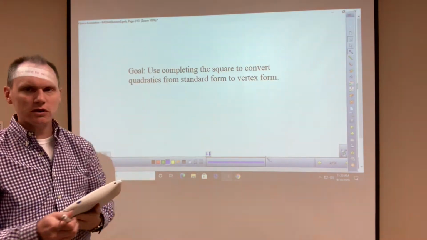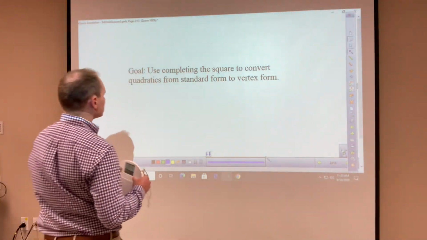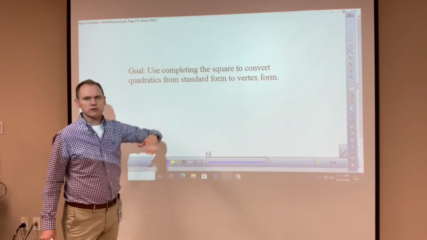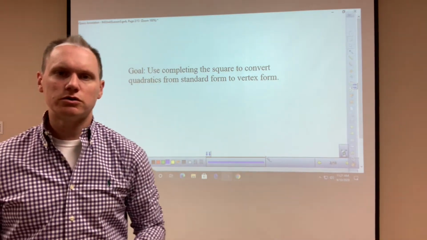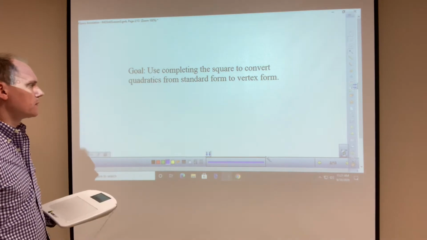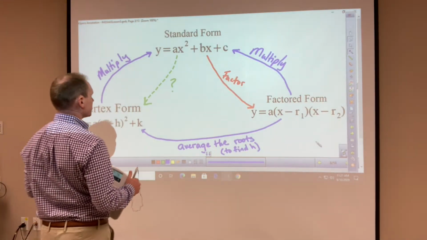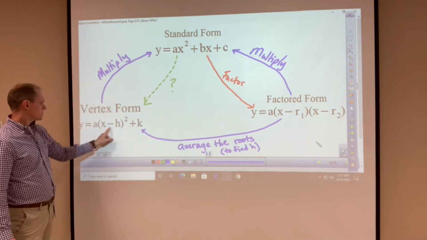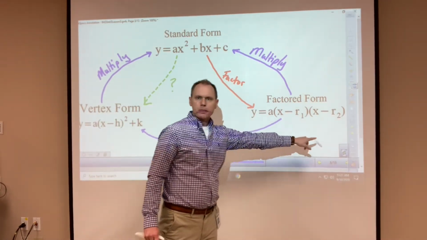All right, so as we get into our lesson for today, our goal is to use something called completing the square to convert quadratics from standard form to vertex form. So completing the square is just the strategy that's used to convert from standard form to vertex form. So let's recap what we've done so far. We've got our three forms. We have standard form, which looks something like this. We have vertex form, which looks something like this. And we have factored form, which looks something like that.